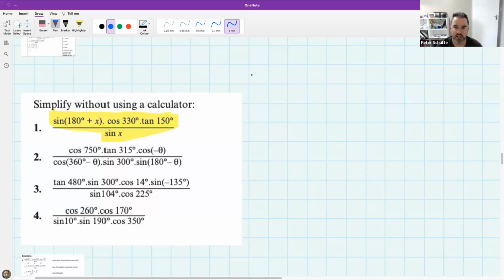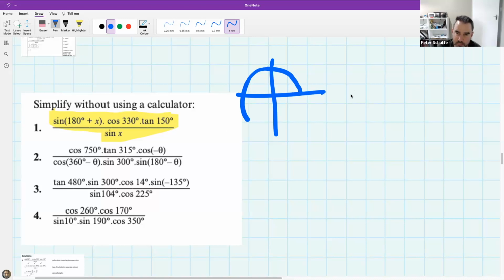Okay, so if we think of 180 plus x, it's going to be in that quadrant. So in that quadrant, we would say that sine of 180 plus x becomes minus sine x. So that is that one taken care of.